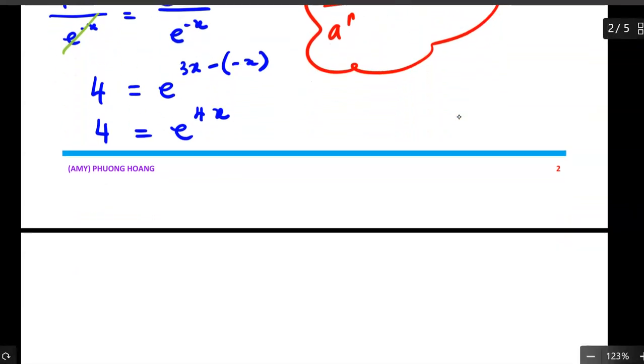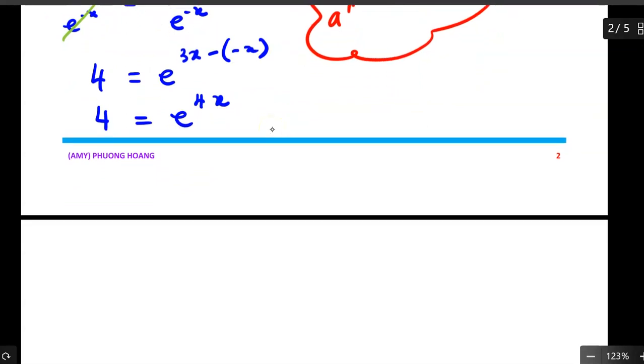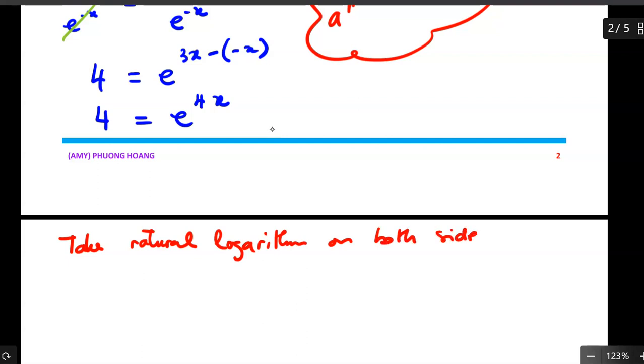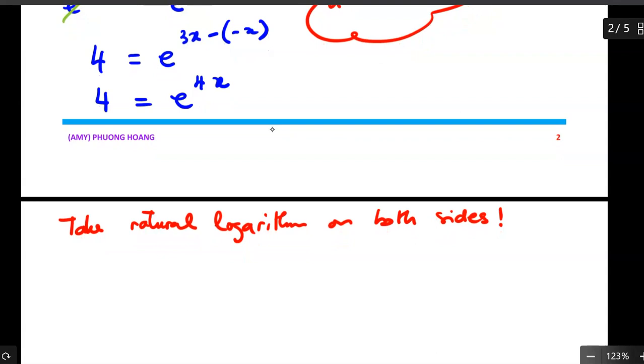Now, the next step is how do we solve the exponential equation? To solve the exponential equation, what you need to do is take the natural logarithm on both sides. Let me write a note: take natural logarithm on both sides. So that's how you solve the exponential equation. So I will have natural logarithm of 4 equal to natural logarithm of e raised to exponent 4x.